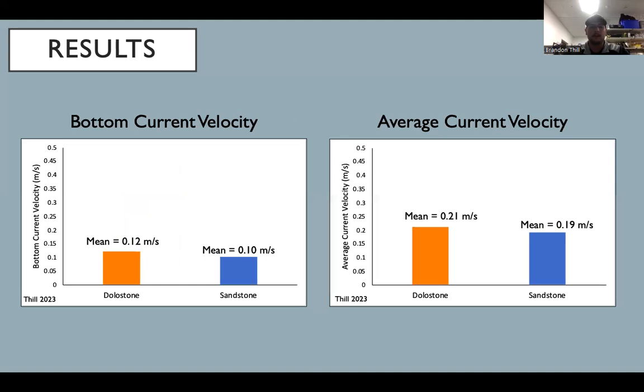Looking at current velocities, here our dolostone streams tended to be a little faster moving water. Again, you could maybe pair that with the added riffles, which are shallow and fast moving. Whereas in our sandstone streams, it was pretty much just one long run.